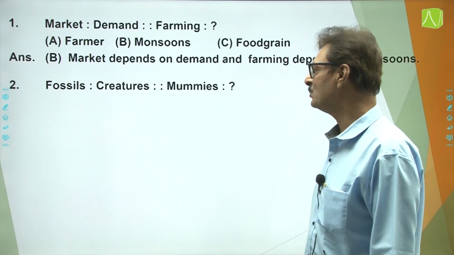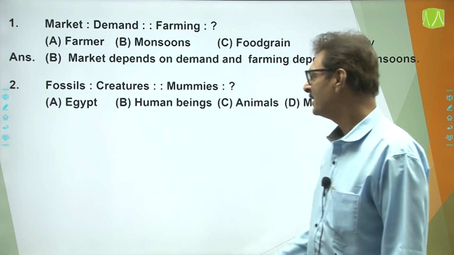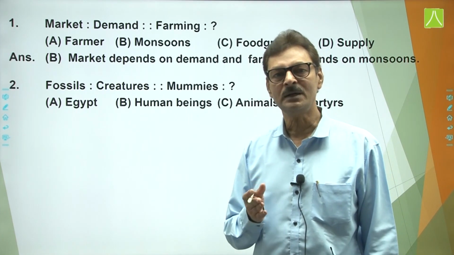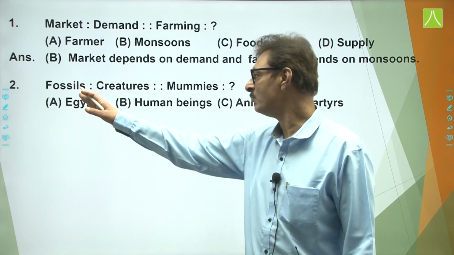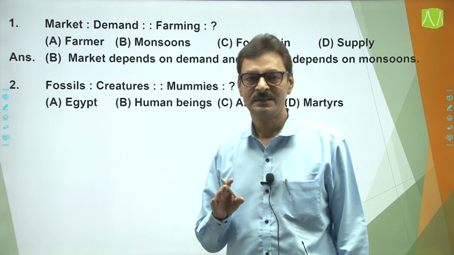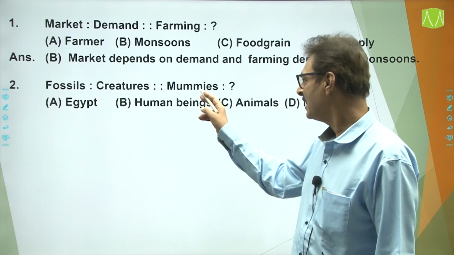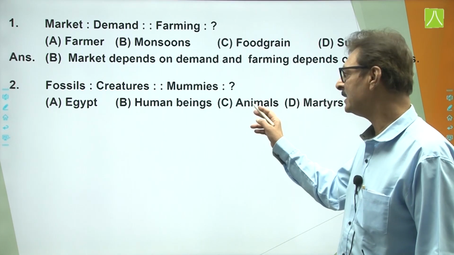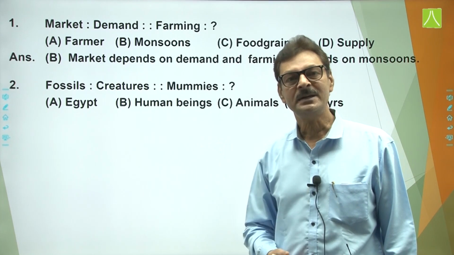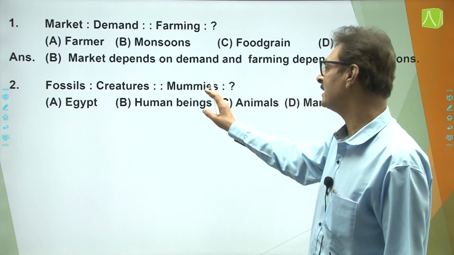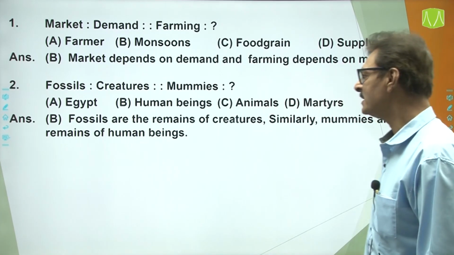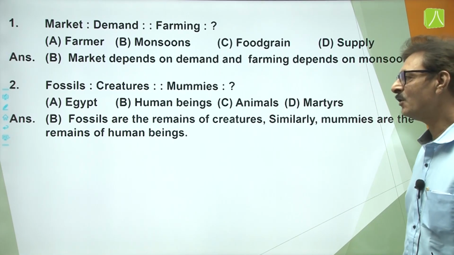Next example for you. Fossils is to creatures, mummies is to what? Egypt, human beings, animals or martyrs? What are fossils? Fossils are the remains of a creature. So what are mummies? Mummies are the remains of what? Egypt? No. The mummies are found in Egypt, but that is not the answer. Mummies related to human beings? Yes. Related to animals? No. What is D? Martyrs, meaning shaheed. It's not that the remains of martyrs are called mummies. So the correct answer is human beings. Fossils are the remains of creatures; similarly, mummies are the remains of human beings.